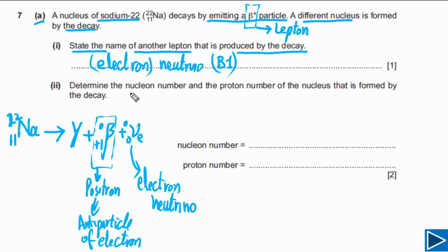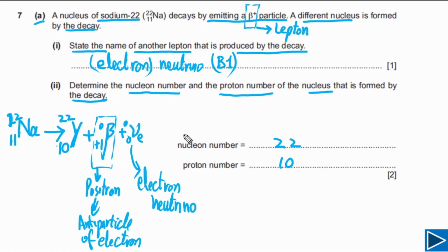The next question is asking us to determine the nuclear number and proton number of the nucleus that is formed by the decay. This is beta plus decay, so the proton number will decrease by 1. So here the atomic number, meaning the proton number, has to be 10. 10 plus 1 is 11. It has to be the same on both sides, meaning proton number has to be conserved, and the mass number will not change. So this will be 22. The mass number is the nuclear number, so we can write here 22 and this one is 10.